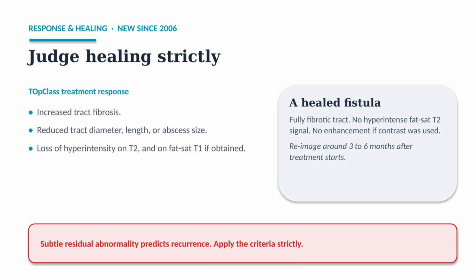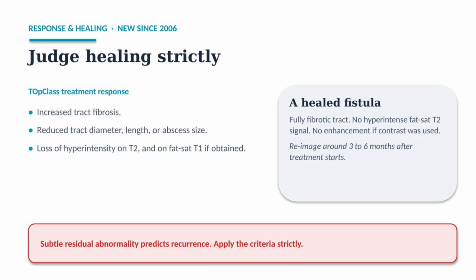For research and trials, there is the Magnifi-CD score. 6 features: contrast required, externally validated, near perfect agreement between readers. It is accurate but too time-consuming for daily work. For daily practice, use the top-class consensus. Response is increased fibrosis, a clear reduction in tract diameter, length, or abscess size, and loss of the bright T2 signal. A healed fistula is a fully fibrotic tract with no bright FATSAT T2 signal and no enhancement if you gave contrast. Re-image somewhere around 3 to 6 months after treatment starts.